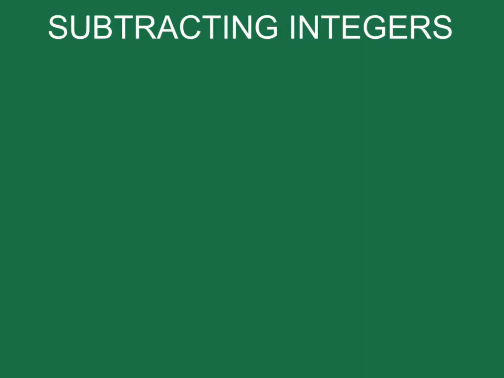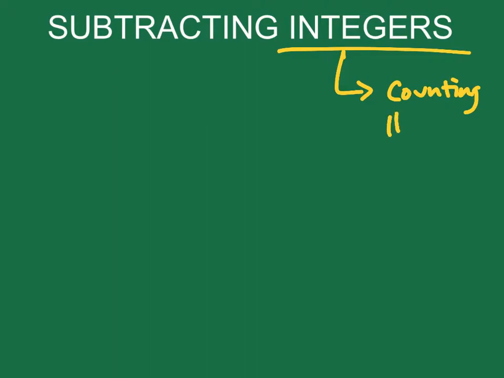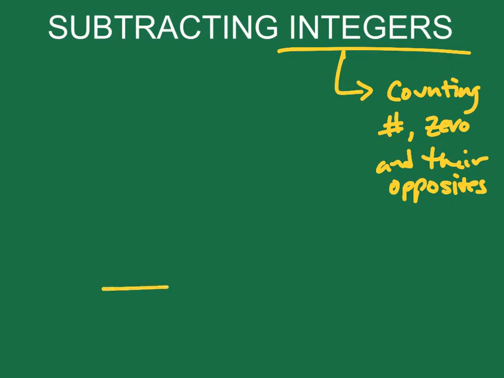Now, if we recall, an integer is simply just a counting number, 0, and their opposites. Okay, so again, let's draw a number line real quick to show what these are.